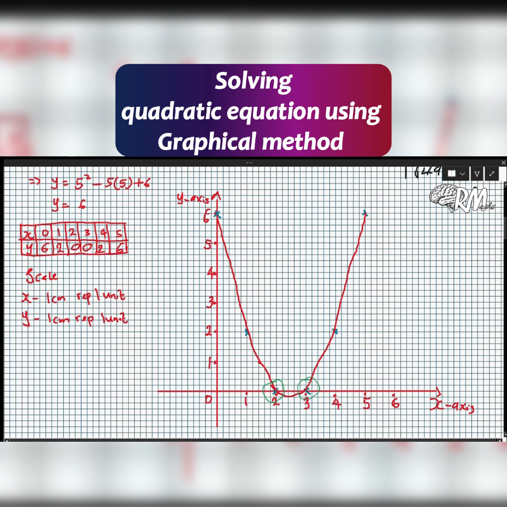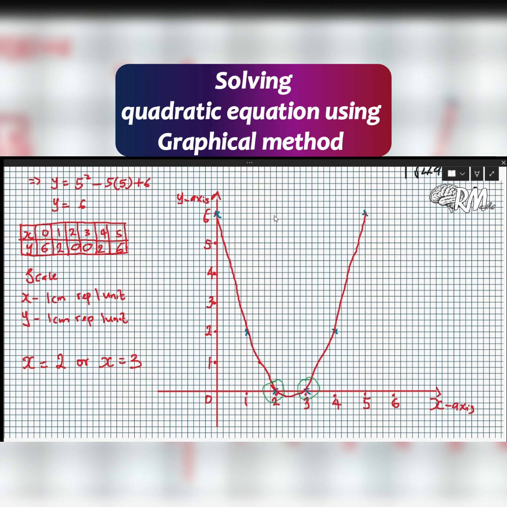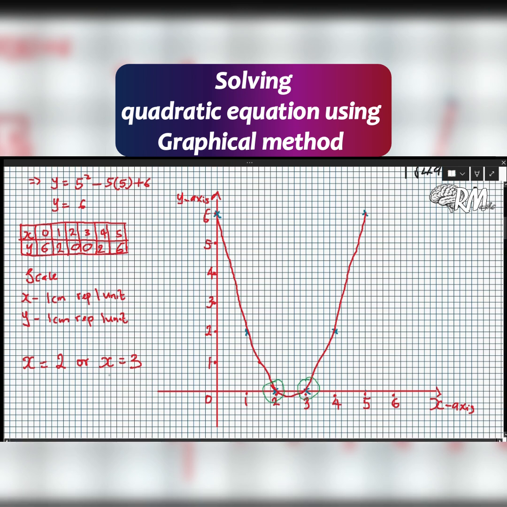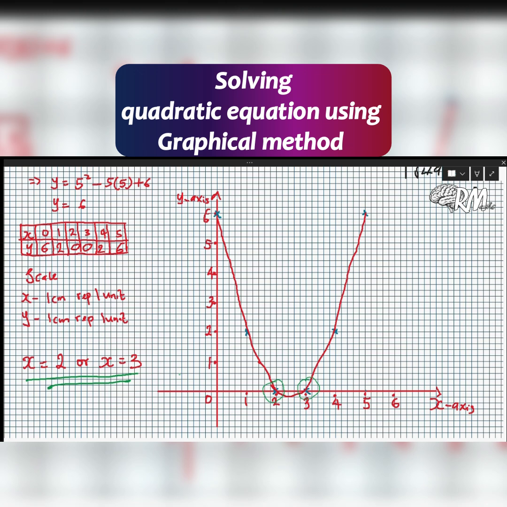So with this, we can say that our final answer is x equals 2 or x equals 3. This is the final answer to this question. Where they cut the x-axis on the graph, you can see it. So with this, we are done with the graphical method. And that is the final answer.